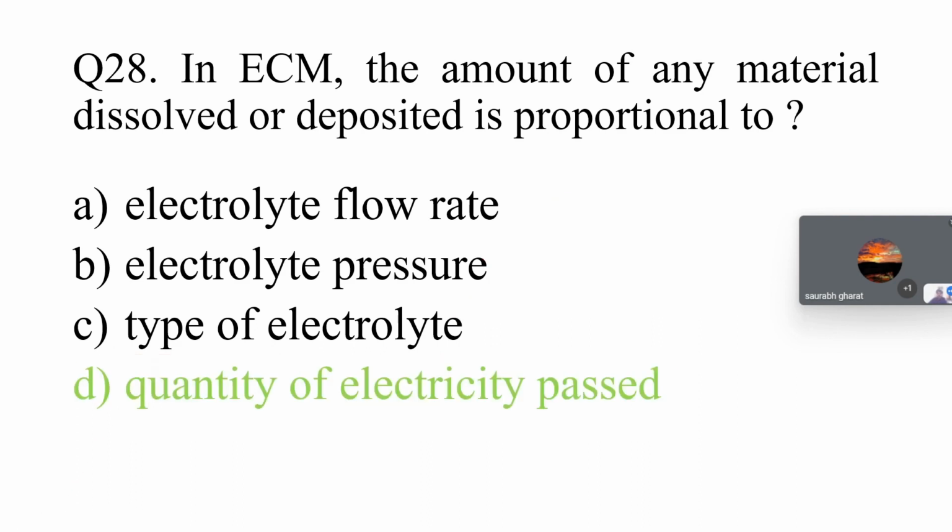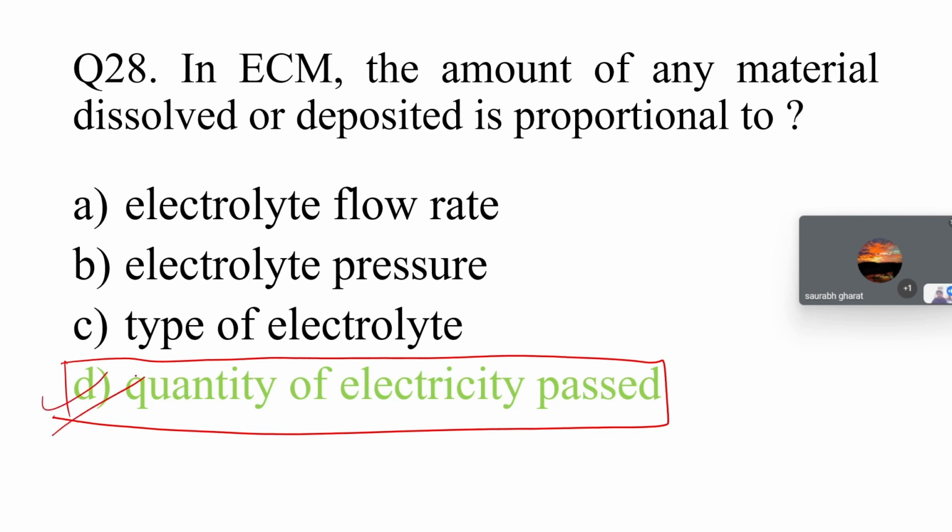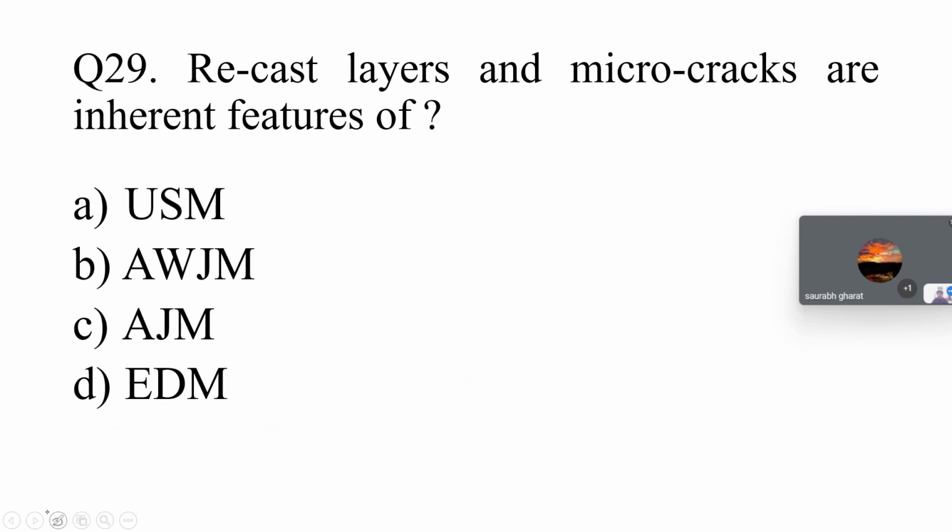The electrolyte flow rate doesn't matter, because the proportionality doesn't involve it. Electrolyte pressure is not there either. The type of electrolyte in electrochemical machining does matter, but the quantity of electricity passed causes the ions, and the deposition is proportional to this only. If you know the formula, you can get this answer. Pressure and flow rate are not considered in this case. So this is the correct answer.